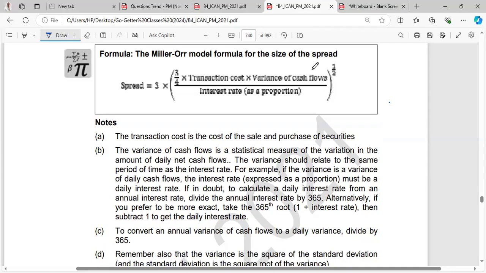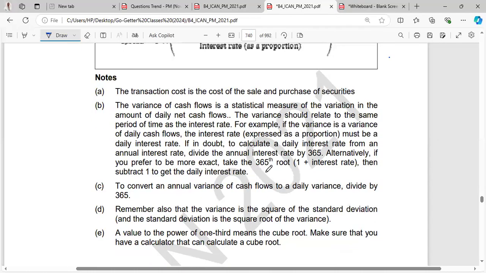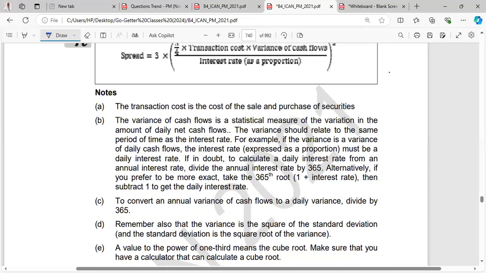Once you get the variance, you multiply it by the transaction cost. You also multiply by 3 over 4. You have your numerator up there. Then your interest rate as a proportion. This is your proportion of your interest rate. You need to make it a daily interest rate.